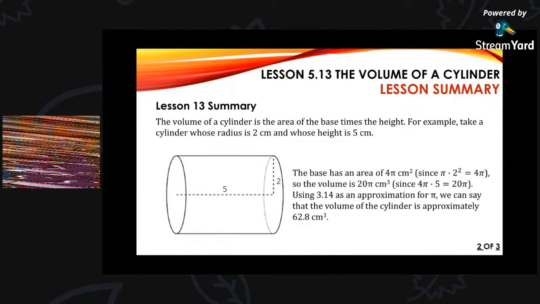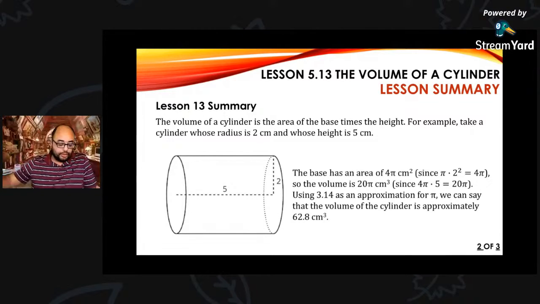So for example, take a cylinder whose radius is 2 centimeters. So the radius from the center to the outside of the circle is 2 centimeters, and whose height is 5 centimeters. The base has an area of 4 pi, since pi times 2 squared equals 4 pi, so the volume is 20 pi centimeters cubed, since 4 pi times 5 is equal to 20 pi. Now, if we use 3.14 for pi, we can say that the volume of the cylinder is about 62.8 centimeters cubed. Okay?